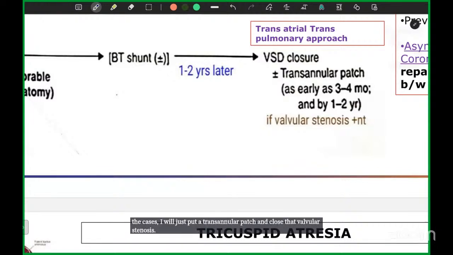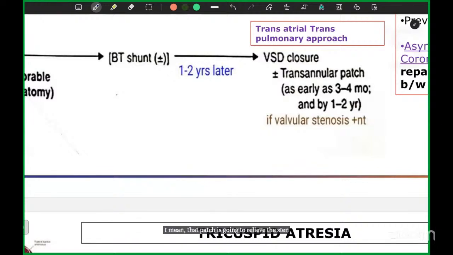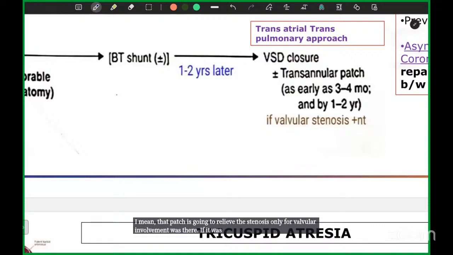I mean, that patch is going to relieve the stenosis only if a valvular involvement was there. If it was a subinfundibular stenosis, which is maximum 40 to 50% of the cases of TOF, I will not touch it. I'll just do a VSD closure.